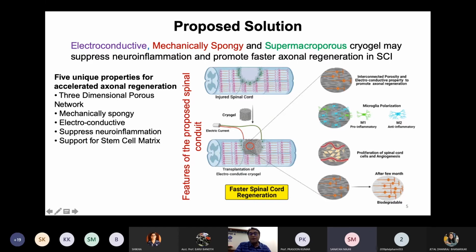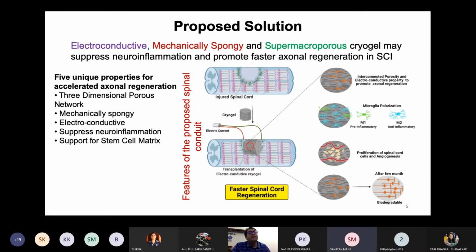At the same time, we wanted to put electric stimulus from the outside. That is one of our hypotheses: that having a material implant and giving electrical conductivity from outside, we will be able to promote axonal regeneration. Probably we will be able to control the macrophage polarization, M1 type or M2 type. M1 type is a pro-inflammatory type, and M2 type is an anti-inflammatory type.